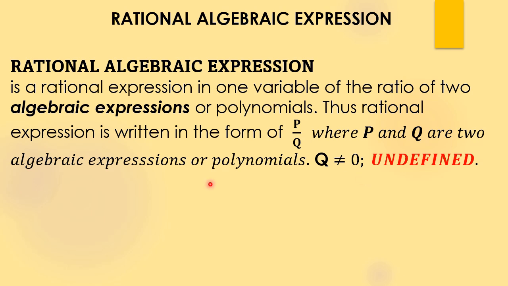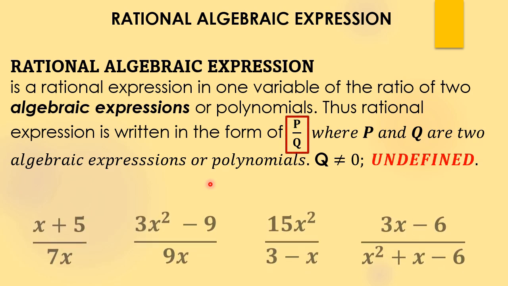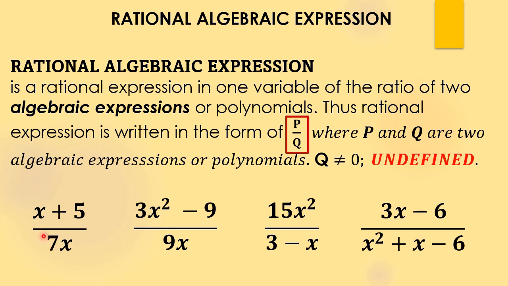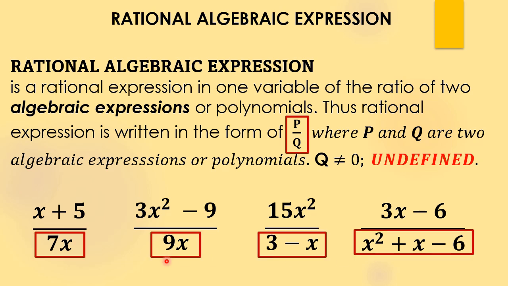So let's proceed. What are examples of rational algebraic expressions? These are some examples: x plus 5 over 7x, 3x squared minus 9 over 9x, 15x squared over 3 minus x, 3x minus 6 over x squared plus x minus 6. So these are examples of rational expressions. Let's proceed.